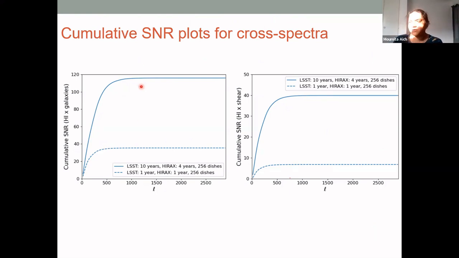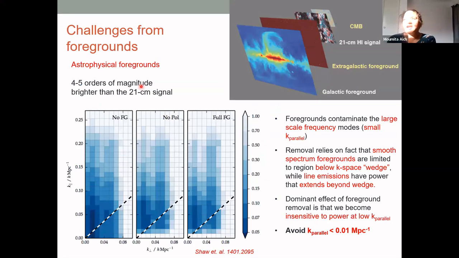But here is something we're going to talk about now, which is the astrophysical foregrounds, which we haven't talked about yet. None of the figures shown before had any foregrounds in them. Foregrounds contaminate the large-scale frequency modes, so the small k-parallel modes. To avoid them, you have to go beyond the foreground wedge, which we talked about. So we need to avoid small k-parallel. In our calculations, we have neglected any values of k-parallel less than 0.01. So this is what foregrounds are doing.